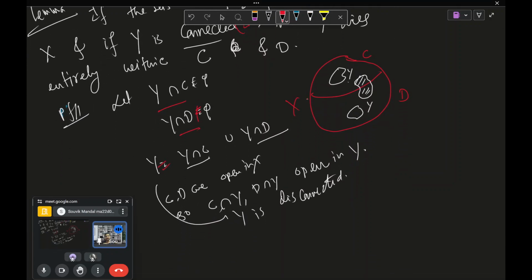So now C and D are a separation. C and D are both open in A, so C intersection Y and D intersection Y are open in Y. So Y is disconnected. Okay. So this is the contradiction, because in the question it is mentioned that Y is connected.